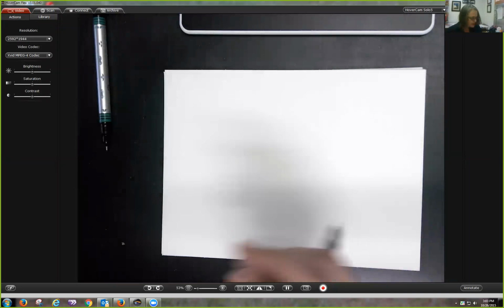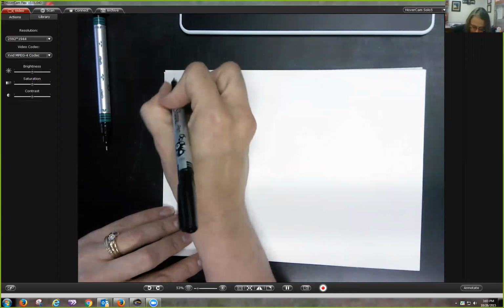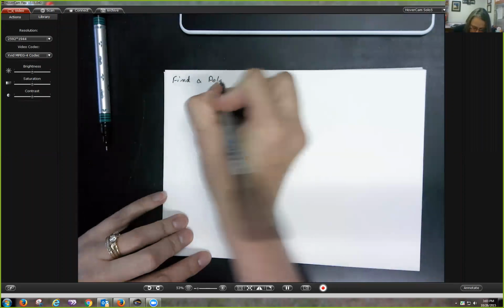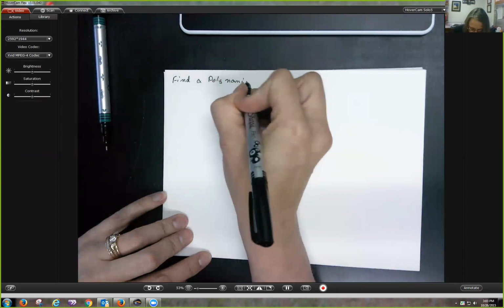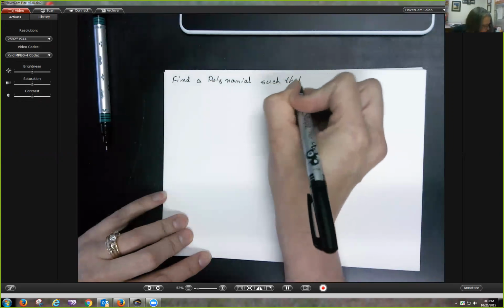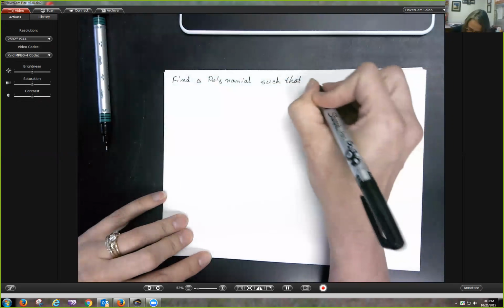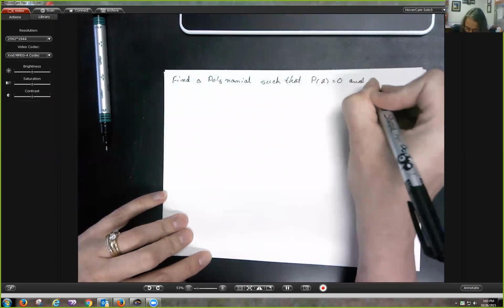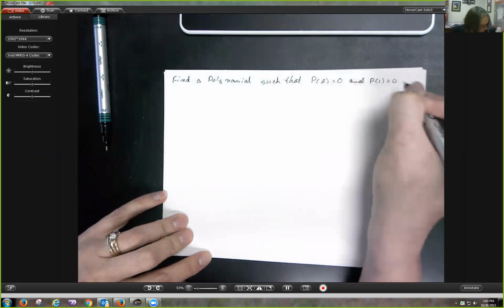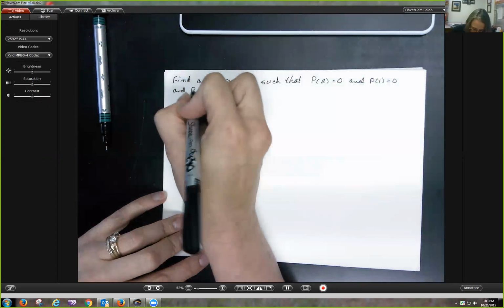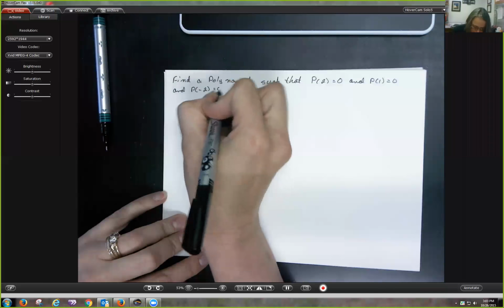Okay, we can use that last little bit to play some games. So let's suppose that we're asked to find a polynomial such that p of 2 equals 0 and p of 1 equals 0 and p of negative 2 equals 0.